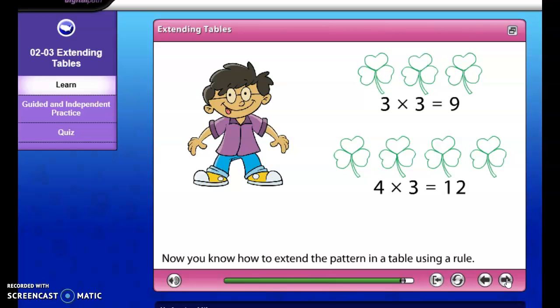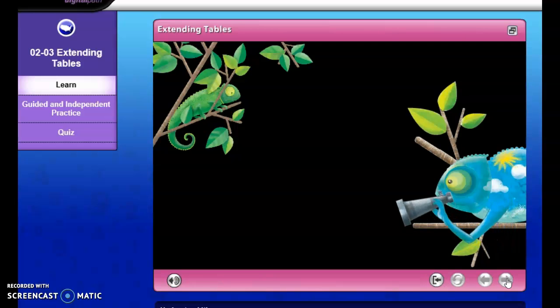3 times 3 is 9. 3 groups of 3 is 9. 3, 6, 9. 4 times 3 is 12. 4 groups of 3 is 12. 3, 6, 9, 12.